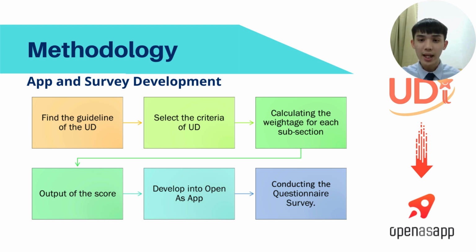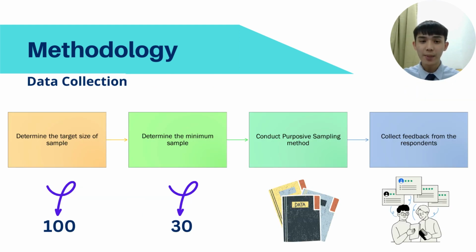Users that get higher than 85 marks will get the certificate of universal design. We developed this concept into an app which is called OpenS app. After that, we conduct the questionnaire survey. The second part will be the data collection.